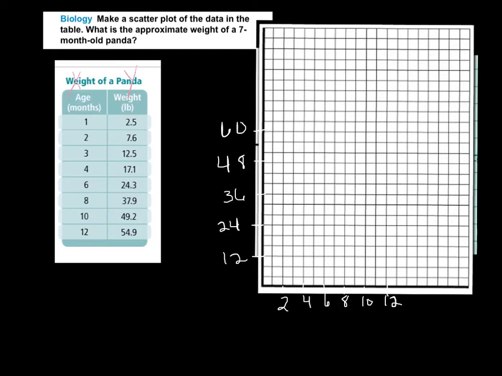At 1 month, the weight was about 2.5 pounds, which is really low here. At 2 months was 7.5 pounds. 3 months, 12.5.